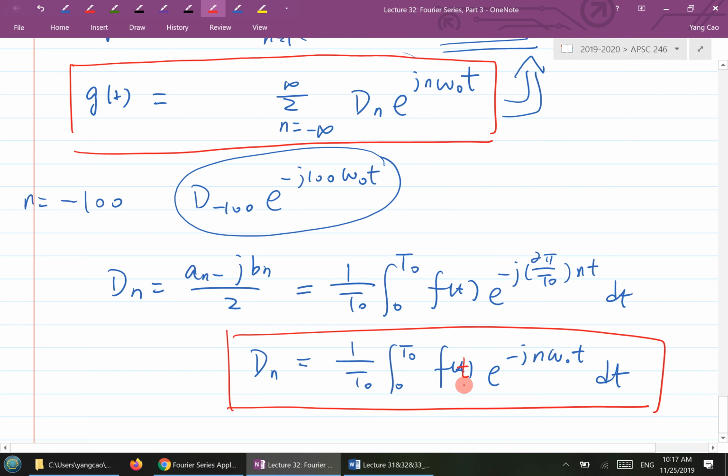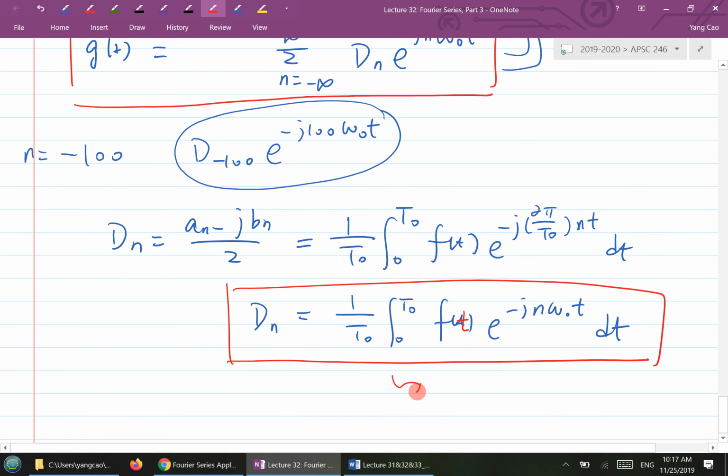So dn is a complex number, right? That's why it's the complex form. And as we're going to see maybe in the next lecture, this part is called the Fourier transform. Okay, so I don't have much time left. I'll show you an example of this complex form, and then we have the last topic, which is the Fourier transform. That'll be it for this class. Any questions?